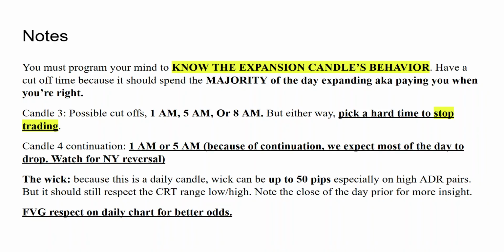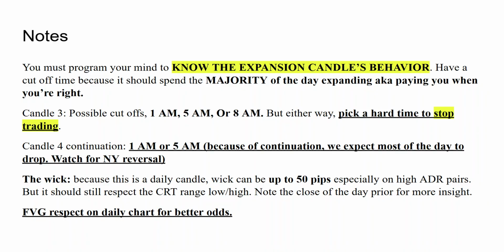For candle 4, the continuation, I recommend 1 to 5. I wouldn't take any moves after 5 because you're expecting a straight drop. And oftentimes with the continuation, it'll end on a wick. So you have to watch for a reversal, even in New York, or sometimes even London. If Asia gives the straight drop, sometimes London will go ahead and start to retrace. So you never know, either one of those.